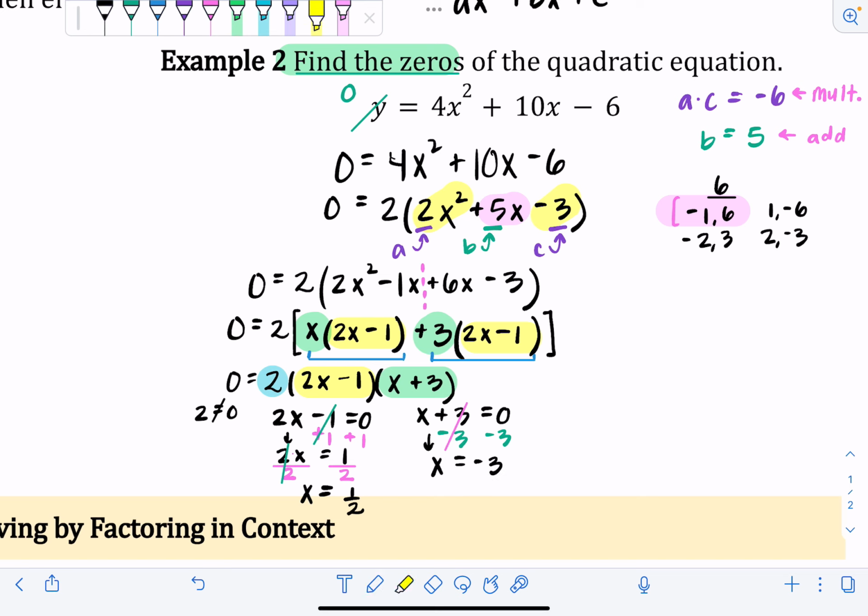So I end up with x equals 1/2 and x equals negative 3. I'm just going to write them over here so they're not quite as smushed. So x equals 1/2 and x equals negative 3 as our final answer.